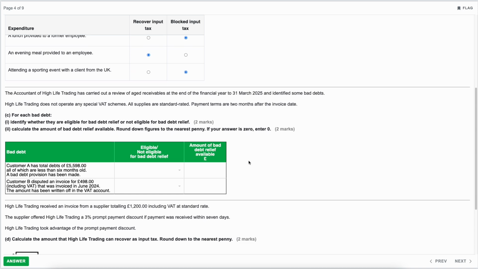So the first one, customer A has total debts of £5,598, all of which are less than 6 months old. So it's not sounding so great. A bad debt provision has been made. This would definitely not be eligible for both reasons. The debts are less than 6 months old, and a provision for bad debt is not the same as writing the debt off. It's like a halfway point between the two. We're saying we don't think we will get it, but we've not absolutely said that we will not. So that would definitely not be eligible. So select not eligible, and the amount would therefore be 0.